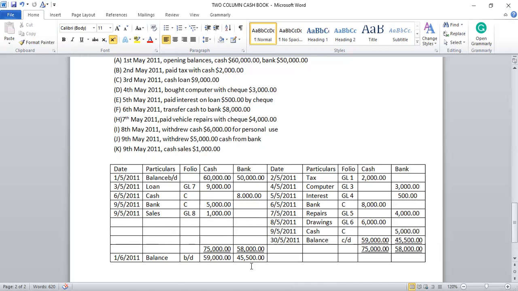This is how we go about the cash book. The cash book is what? Instead of separating the cash account and the bank account, we combine them into one ledger or book. So this is how we go about it. We come to the end of the lesson.